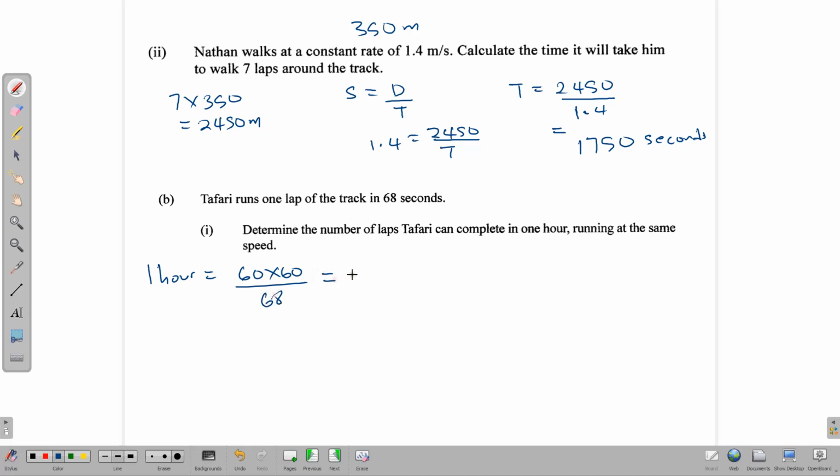So we can do this calculation, 3,600 divided by 68. And of course, 3,600 divided by 68 lands us at about 52.94, which means approximately 53 laps. So this person, Tafari, can run 53 laps in 1 hour if he runs at the same rate. 1 hour there, 3,600 seconds divided by 68. All right, moving on to the next part.